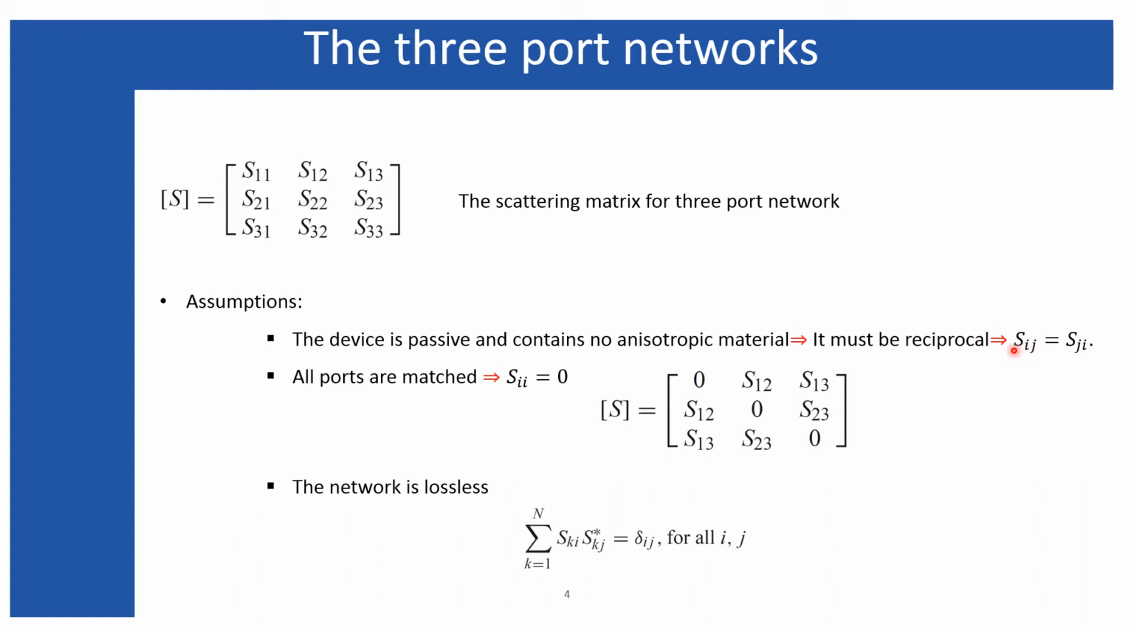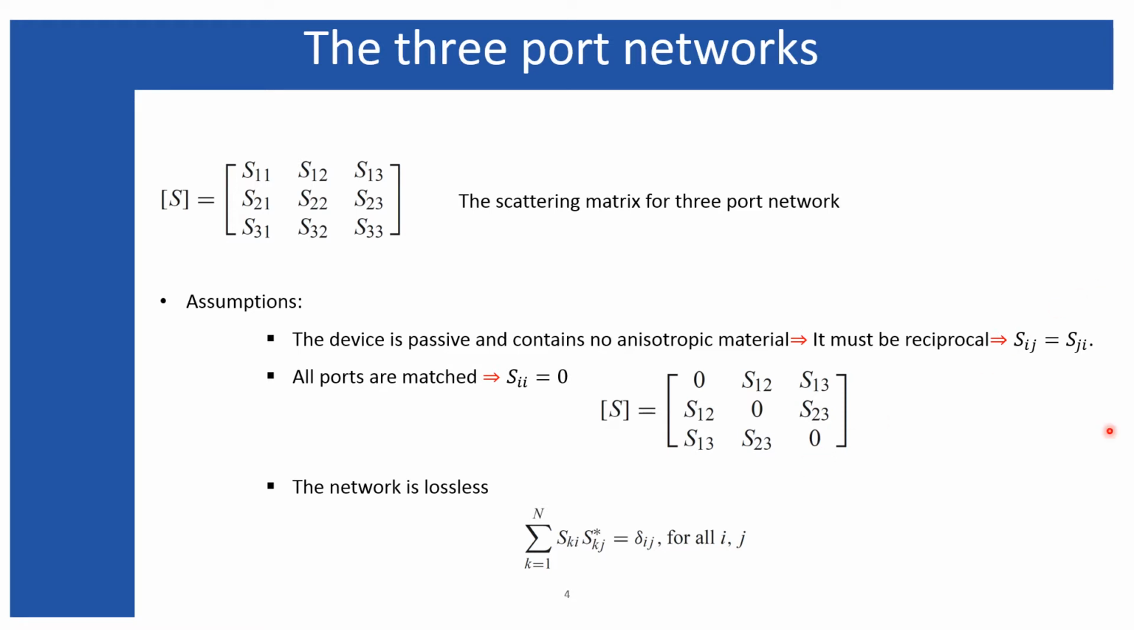which means the transpose of the S matrix will be equal to the original S matrix. In addition to reciprocity, if we assume all ports of these networks are matched, that means port 1, port 2 and port 3 are all matched, and a matched load means no reflection can be observed. Therefore, the principal diagonal components will be 0, because S11, S22 and S33 basically represent the reflection from that particular port. Since all ports are matched, there is no reflection, therefore these principal diagonal elements will be 0.